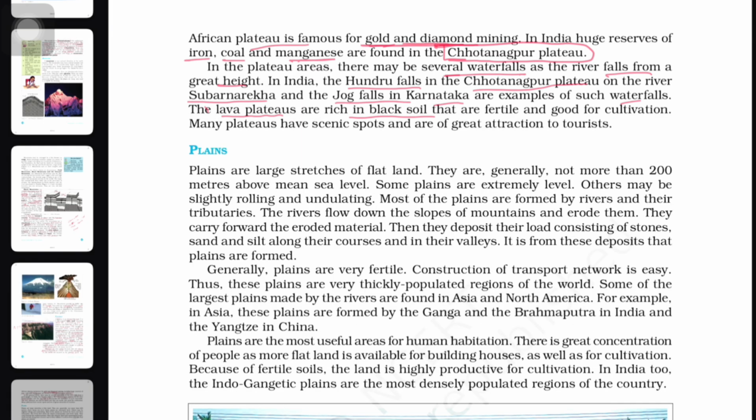There may be several waterfalls as the river falls from the great height. In India, Hundru Fall in the Chota Nagpur Plateau on the river Subarnarekha and the Jog Falls in Karnataka are examples of such waterfalls. The lava plateaus are rich in black soil, are fertile and good for cultivation. Many plateaus have scenic spots and are of great attraction to the tourists. So here are some features of the plateau. So several plateaus have waterfalls. As the river flows from a very great height, it turns into a waterfall. One of the waterfalls is Hundru Fall in Chota Nagpur Plateau and Jog Falls in Karnataka. And also lava plateaus, which are formed through the volcanic process and with the help of lava, are rich in black soils and are also very fertile and good for cultivation.